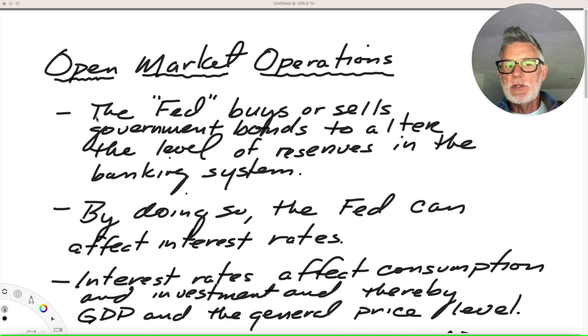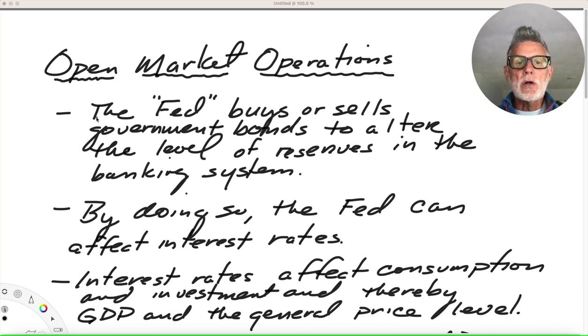Now, what the Fed is going to be doing in open market operations is buying and selling government bonds. We'll need to talk about what a bond is, because government bonds are issued by the government. Through the buying and selling of these bonds, the Federal Reserve System alters the level of reserves in the banking system. By altering the level of reserves, the Fed is then able to alter interest rates. And by altering interest rates, ultimately the Fed is able to affect consumption levels, investment levels, GDP levels, and even the price level.